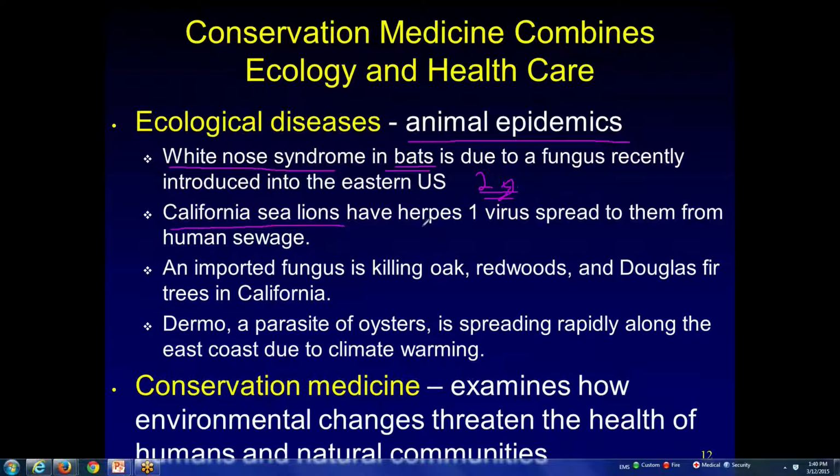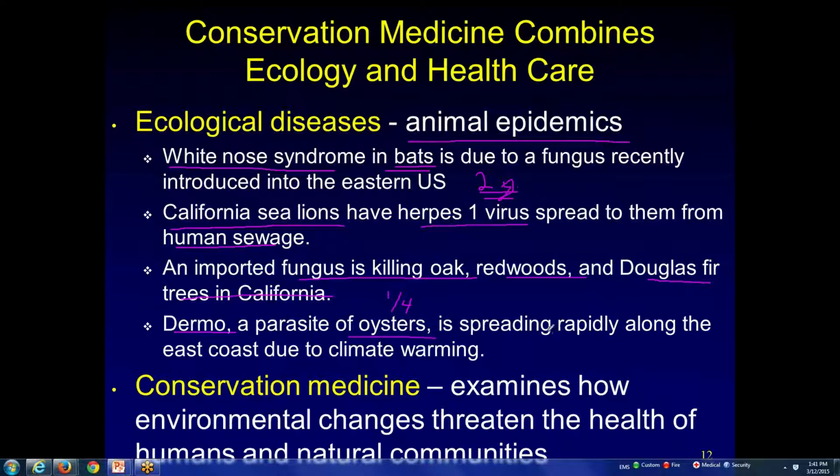California sea lions are starting to pick up herpes 1 virus, getting there from human sewage. So human sewage from a sexually transmitted disease, wow, it's getting into the water in the Pacific Ocean, and California sea lions are picking up herpes virus from humans. How awful. Imported fungus is killing oak, redwoods, Douglas fir trees in California. How about the chestnut blight that came in the early 20th century, knocking out all of our chestnuts? 1 in 4 trees, guys, in this area was an American chestnut. Now American chestnuts are just tiny sprouts. They can't even become mature now.